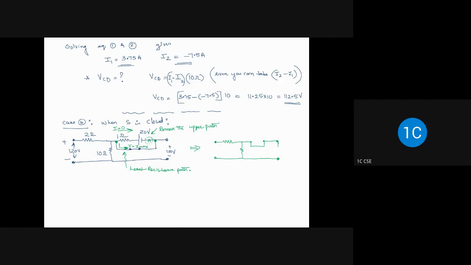And this is your battery, 100 volt. And this is the other battery, 120 volt, 2 ohm, and 10 ohm. Okay.